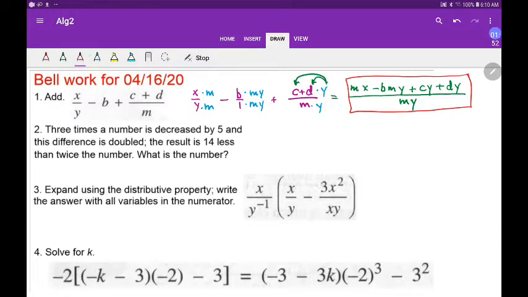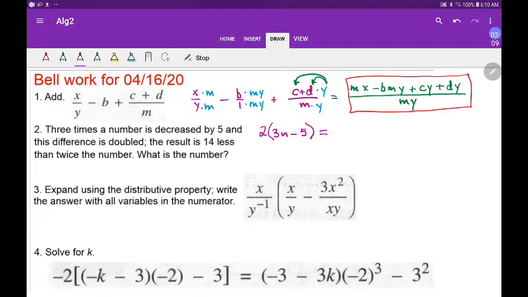Now let's see, 3 times a number is decreased. 3 times a number is decreased by 5. And this difference is doubled. And then you go ahead and tell me the result is.